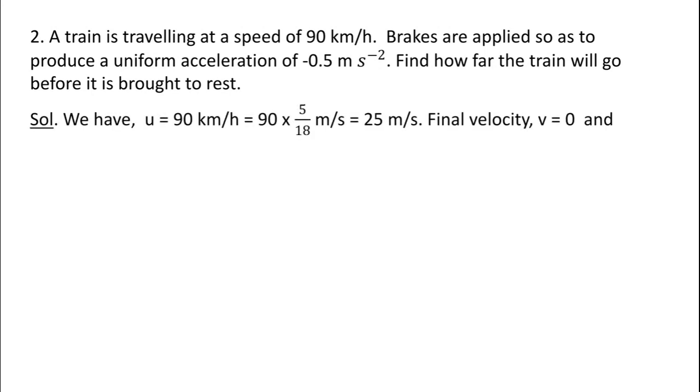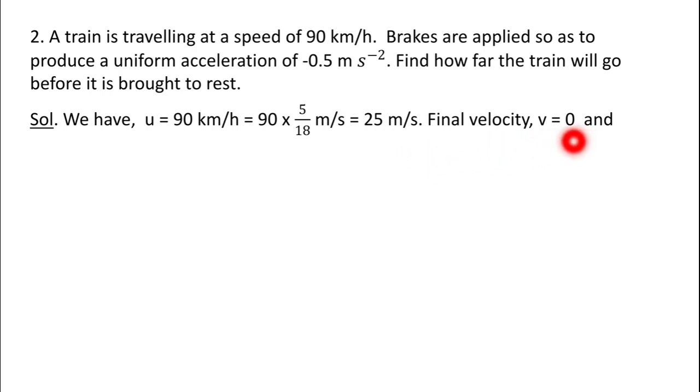Here we see that u is given as 90 km per hour. This is not the SI unit, so we have to convert it into meter per second. You know that when we convert from kilometer per hour to meter per second, we just multiply by 5 by 18. So we can write u equals 90 km per hour, which is 90 into 5 by 18 meter per second, and it comes out to be 25 meter per second.